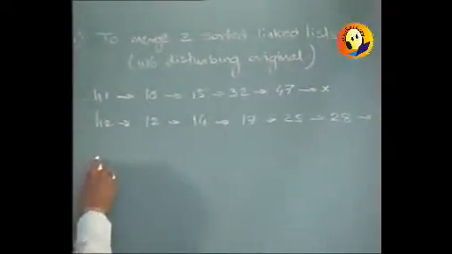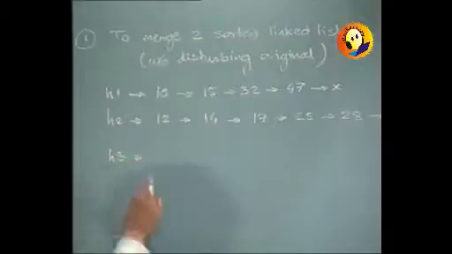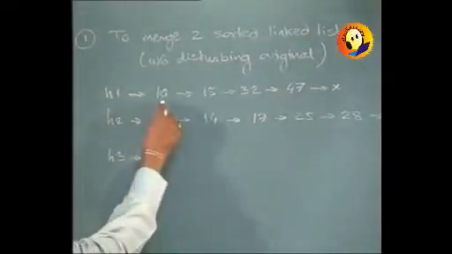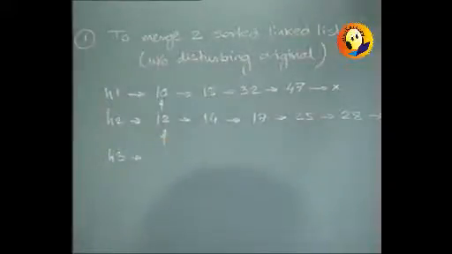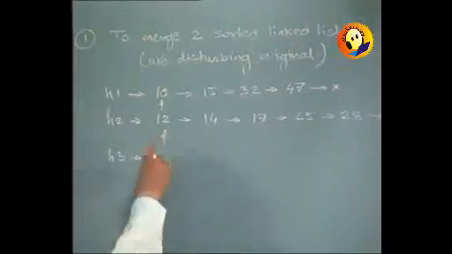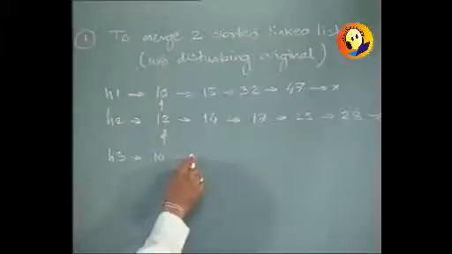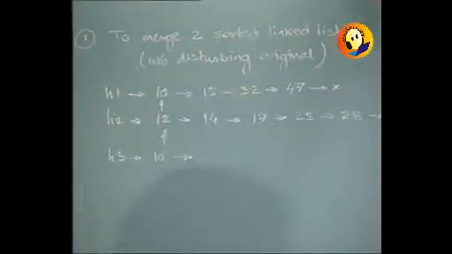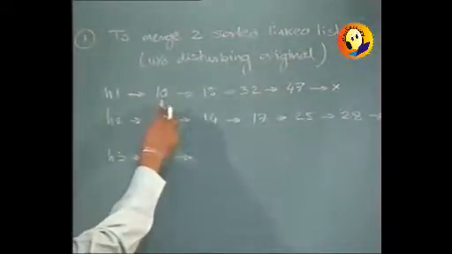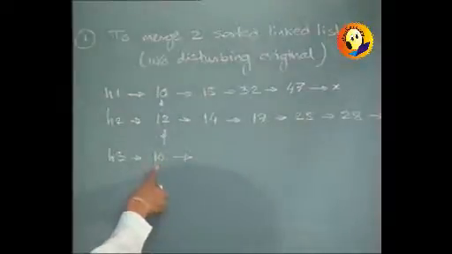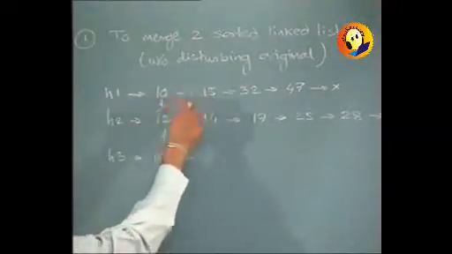The policy will be: you generate the header for the third list, be at the first node in each of the lists, and compare the two data items, 10 and 12. The one which is smaller, that data should be copied by generating a new node and attaching it to the list. So out of 10 and 12, 10 is smaller, so you generate a new node with value 10 and advance in that list.